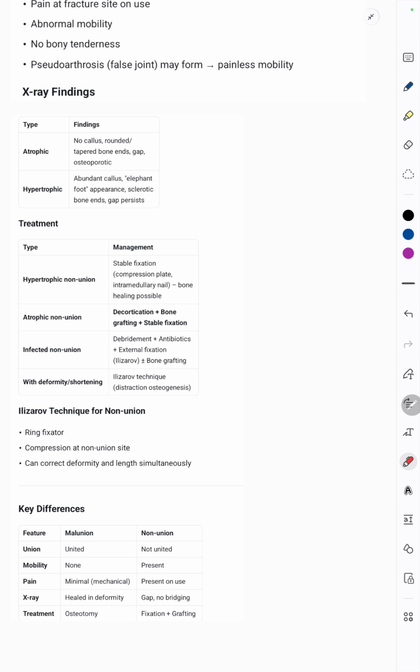What are the key differences between malunion and non-union? In malunion, there is obviously union that has taken place, while in non-union there is no union. Mobility is not present in malunion, mobility is present in non-union. The pain is minimal in malunion, while pain is present on use in case of non-union. In X-ray malunion shows the healed deformity, and non-union shows a gap. The management of malunion is corrective osteotomy, and in case of non-union, it's stable fixation and grafting that should be done.